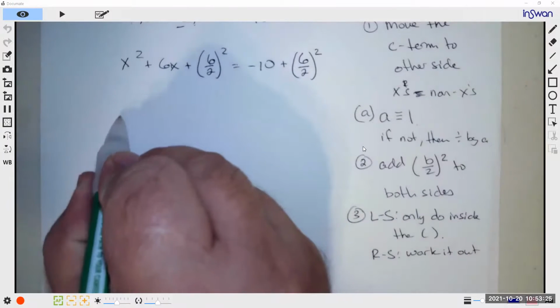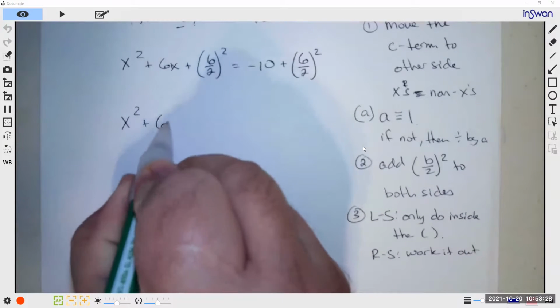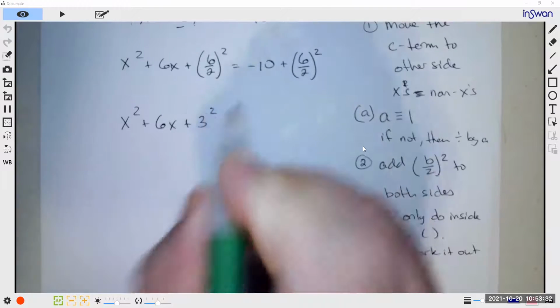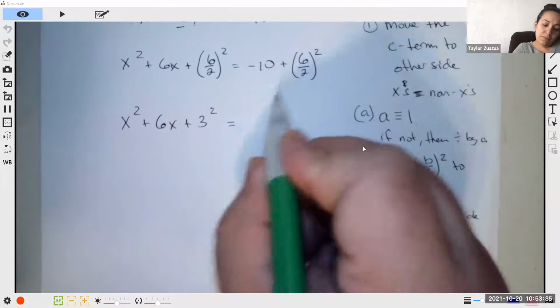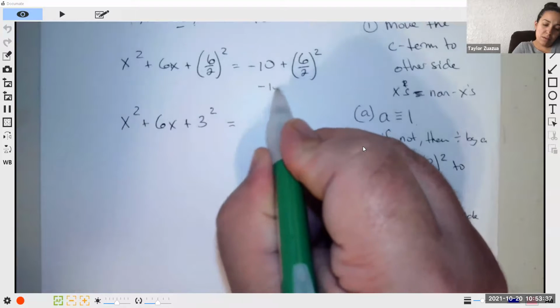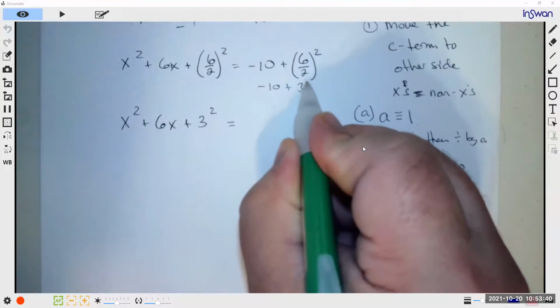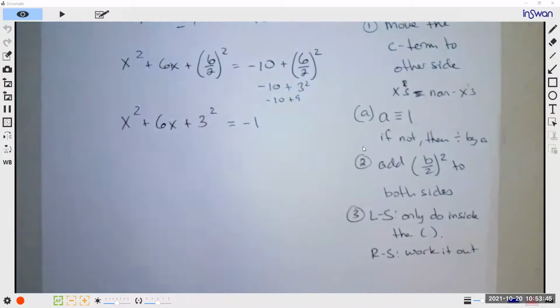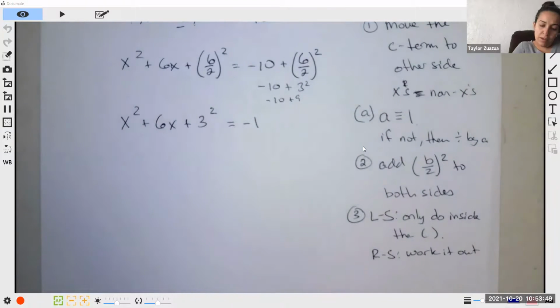So 6 divided by 2 is 3 squared. 3 squared. Working all the way out: 6 divided by 2 is 3 squared. Negative 10 plus 9 is negative 1. So then 10 plus 3 squared, and then negative 10 plus 9. That's a negative 1.